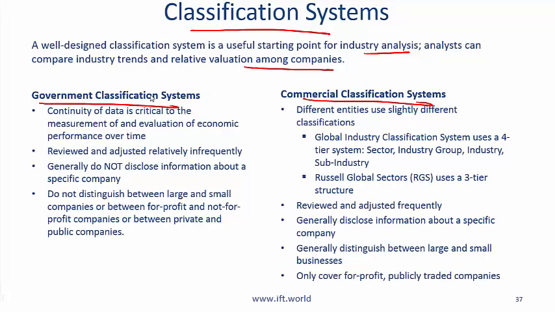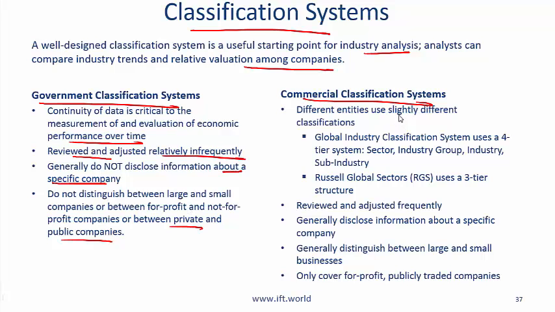When we look at government classification systems, continuity of data is critical to the measurement and evaluation of economic performance over time. Generally, these government classification systems are looking at the performance of different economies of different parts of the world. Because continuity is so important, these systems are reviewed and adjusted relatively infrequently. Generally, they do not disclose information about a specific company, so they will not tell you which company falls exactly in which category. They do not distinguish between large and small companies, between for-profit and not-for-profit companies, or between private and public companies.